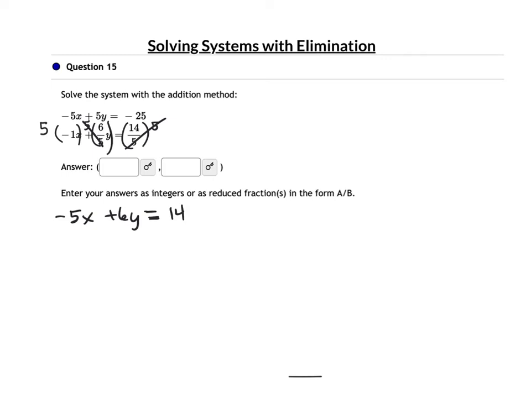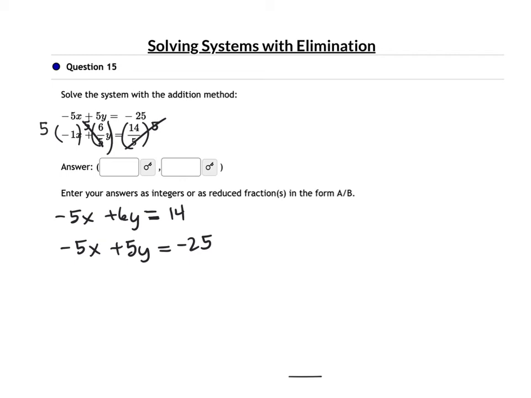Now I'll write the other one below. Now you might wonder, does it matter which one's on top? Think about that before you answer that to yourself. When you add things, does it matter what order you add them in? The answer is no. If I say 3 plus 5 or 5 plus 3, it's the same thing. It's 8. So it doesn't matter which one's on top and which one's below.